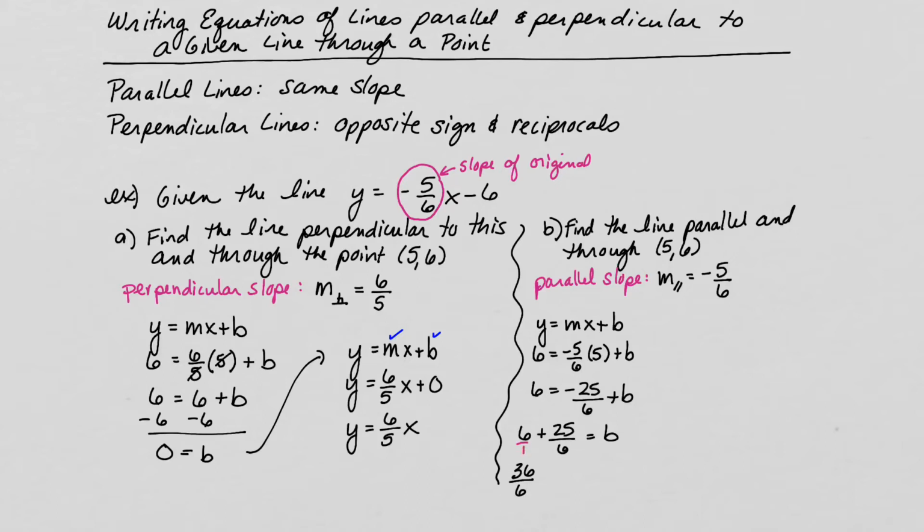Because remember, this is 6 over 1. I want the bottom to be a 6, so I multiply the bottom by 6, which means I have to multiply the top by 6. So 36 over 6 plus 25 over 6 is going to be b. And then if we add those together, kind of running out of room here, 36 and 25 is 61. So b is 61 over 6. So y is going to be equal to negative 5/6 x plus 61 over 6. Because remember, I'm plugging into that y equals mx plus b, but I'm just plugging in the m and the b.